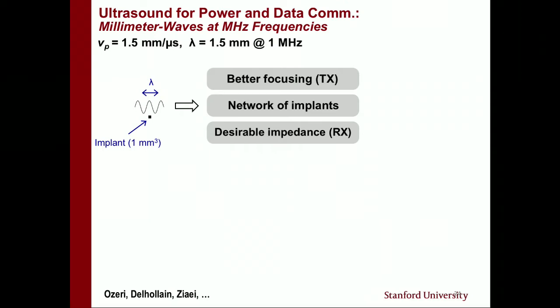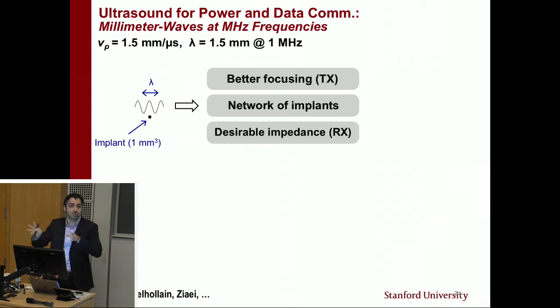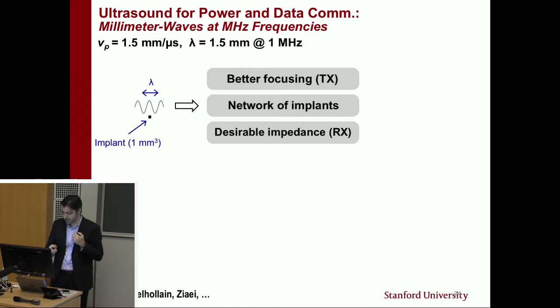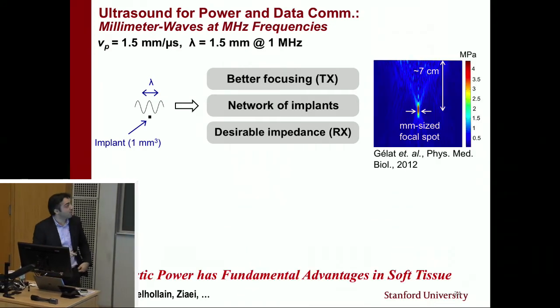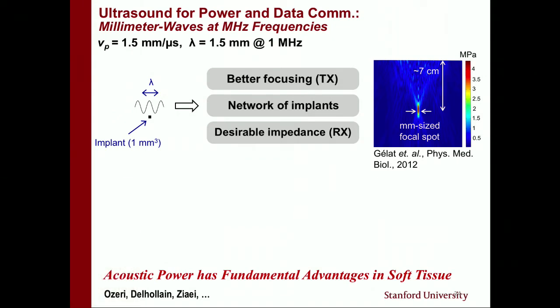I can operate with multiple implants. I can beam energy into multiple implants and communicate with them. And because the receiver is now a resonant system, it can more efficiently pick up power. These are examples from other applications, imaging and HIFU, that have focused the energy down to a depth of about 7 centimeters, and the focal size is still small enough to focus into a single implant or a few implants. So those are the advantages.